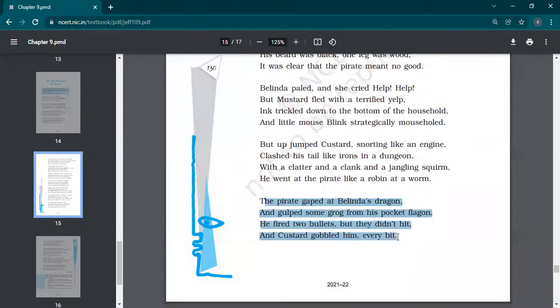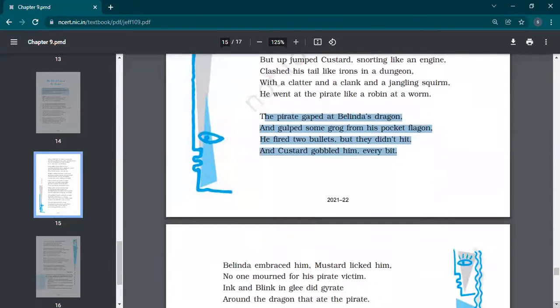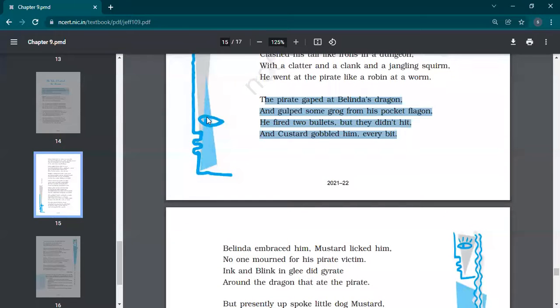The pirate gaped at Belinda's dragon and gulped some grog from his pocket flagon. He fired two bullets, but they didn't hit, and Custard gobbled him every bit. In this poem, beta, there are a maximum of literary devices.